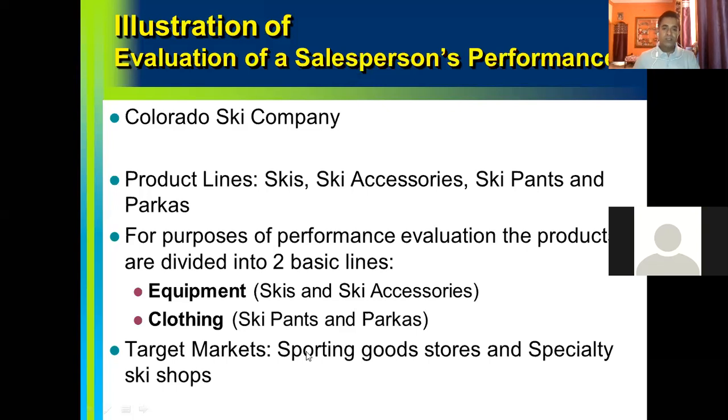So there are two target markets: sporting goods stores and specialty ski shops. The sales representatives sell the merchandise to the stores directly and not to the end users. The stores are divided into two: general sporting goods stores, which sell a variety of sporting goods, and specialty ski shops, which sell only skis, ski accessories, ski pants, and parkas.